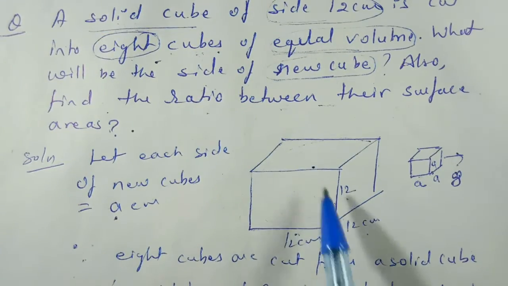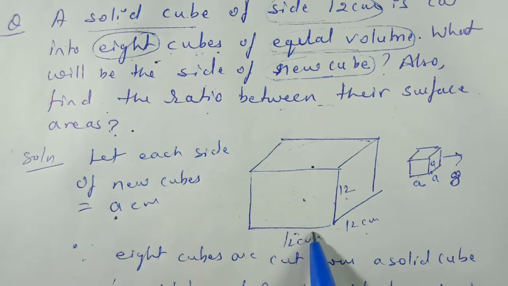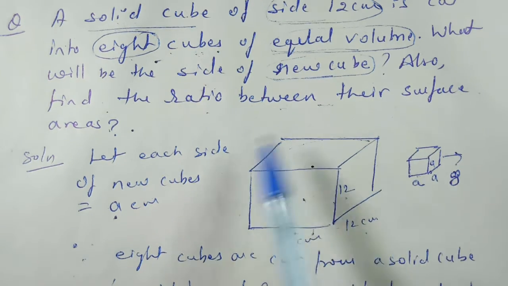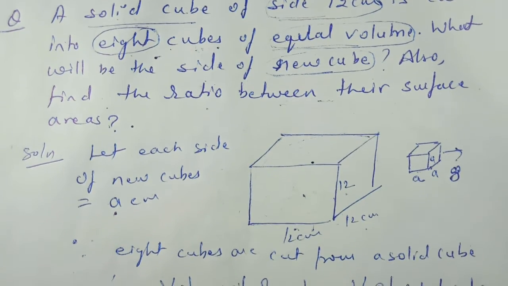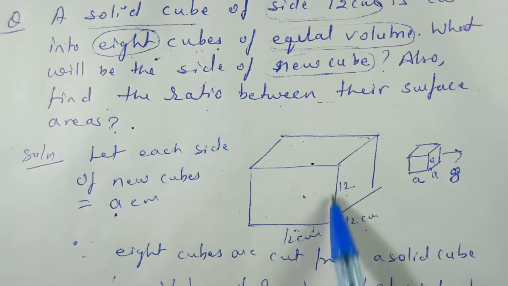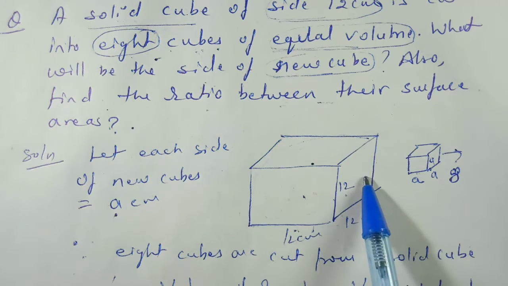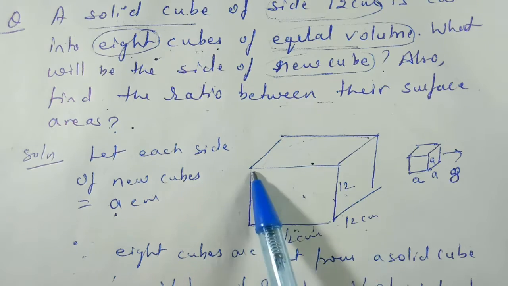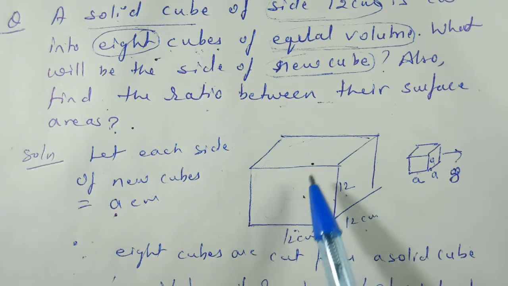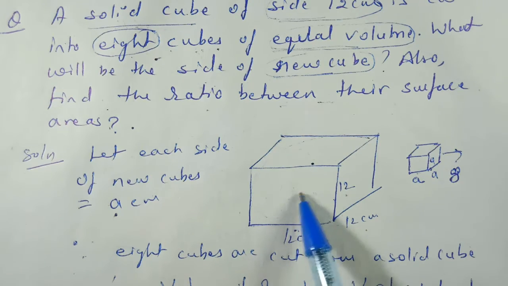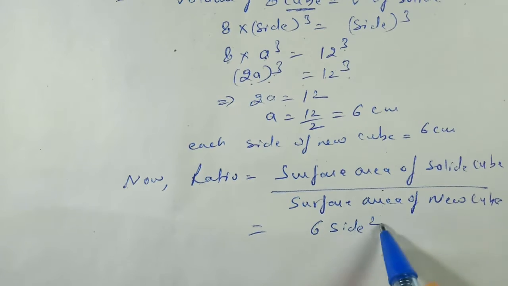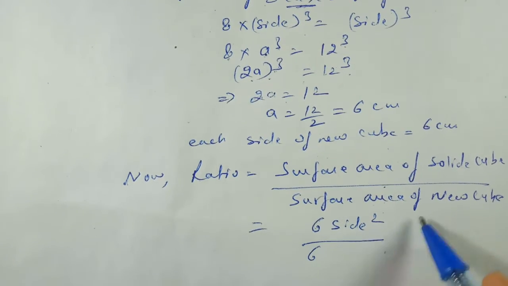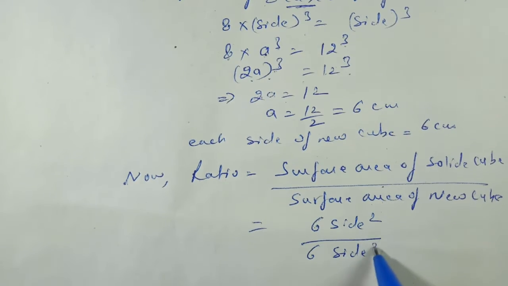So surface area means total surface area we have to take. How many surfaces does a cube have? 6 surfaces, one at the bottom, one at the top, and 4 all around it. So total surfaces are 6. In case of a cube all the faces are squares, a cube is called a square box. So how many faces does it have? 6 faces. And we know that the area of a square is side square. So its total surface area will be 6 side square upon, in case of the new cube also it is 6 side square.